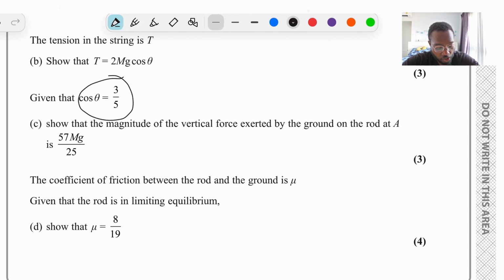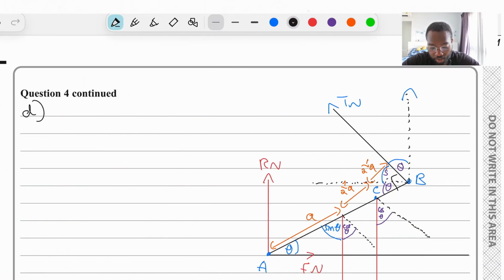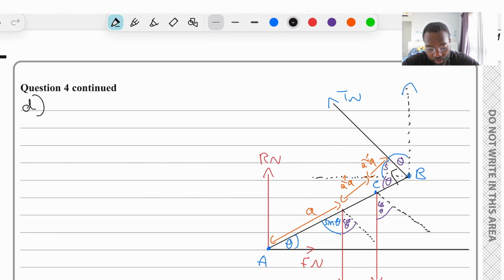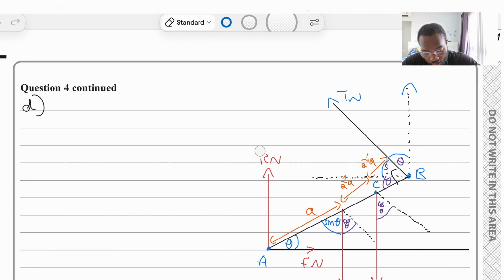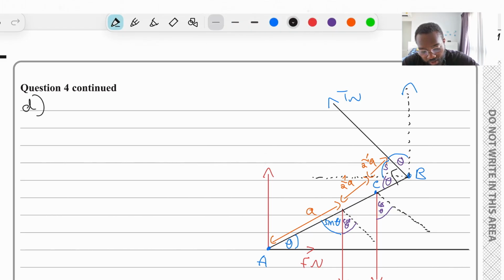So for part D, we're told that the coefficient of friction between the rod and the ground is mu. Given that the rod is in limiting equilibrium, show that mu is equal to 8 over 19. So again, I've got my diagram drawn here. Now for this one, we can change some of our values, because we know that R is 57 over 25 mg newtons, so we can change that to that. Our T, I'll leave as that for now. And what we need to do is work out mu.